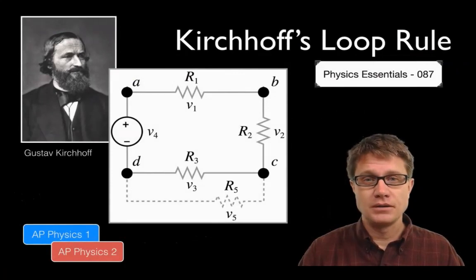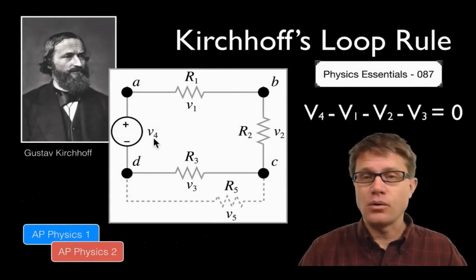And so the way it's written is the sum of all the voltages in a loop is equal to 0. And so if we were to write that out, V4, so that'd be the voltage of the battery, minus V1 minus V2 minus V3 is equal to 0.